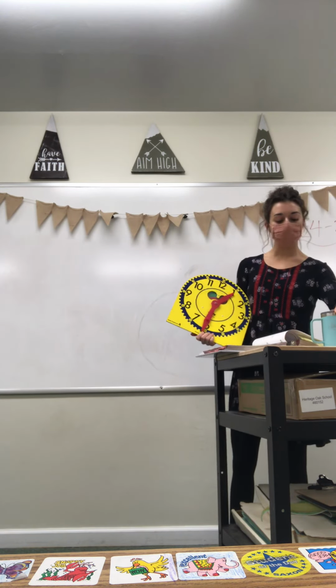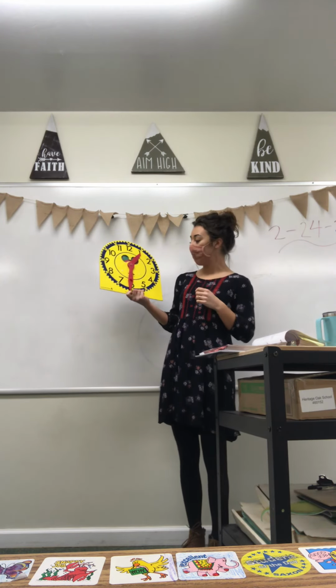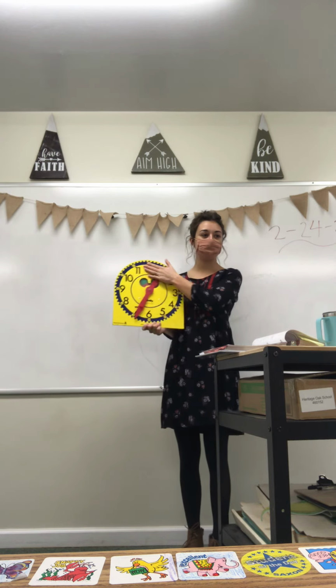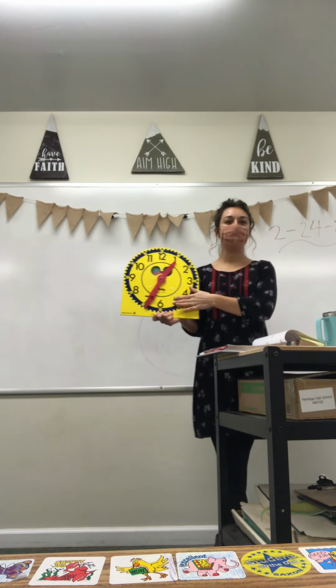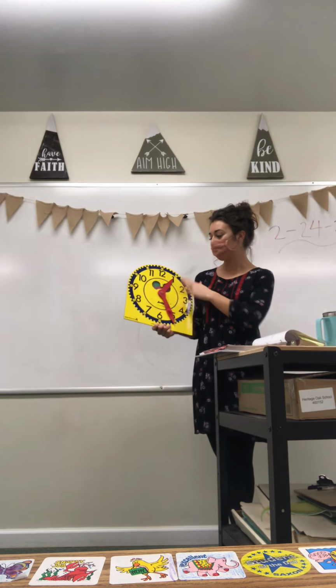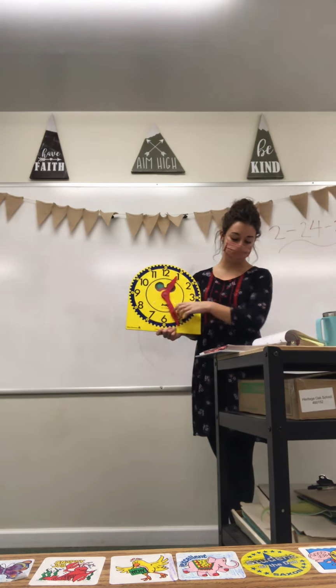Okay, so we're going to talk about all the different parts of this clock so you guys know how to tell time. Okay, so this part of the clock is called the face. Everybody say the face. The face. This is the face of the clock, okay? It has all the numbers on it, and is pretty much everything except for the arrows, okay?